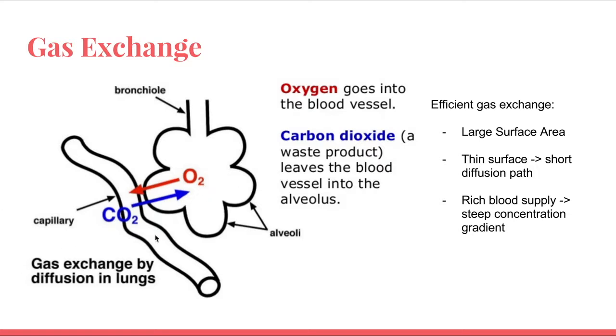And there's a rich blood supply, which allows for a steep concentration gradient. So the concentration gradient is maintained, because if oxygen diffuses from high concentration in the alveoli to a low concentration in the bloodstream, then the concentration gradient is no longer there. So that's why there's a rich blood supply. So when oxygen is diffused into the bloodstream, it is taken to the other areas of the body almost immediately. So the blood supply keeps refreshing. So rich blood supply, so steep concentration gradient, so diffusion always happens.